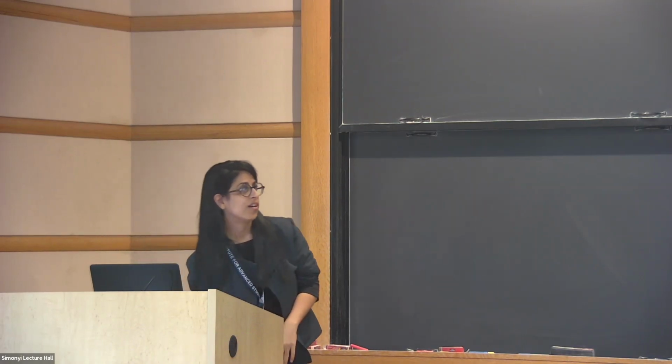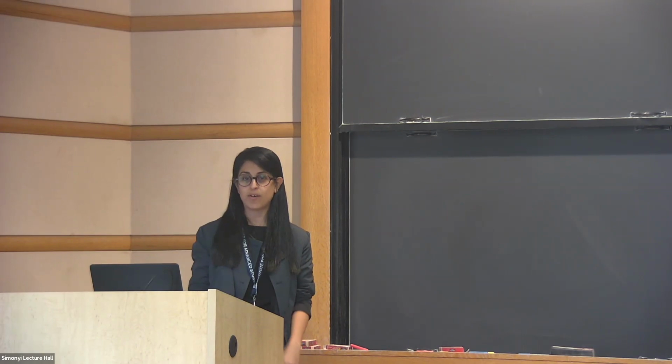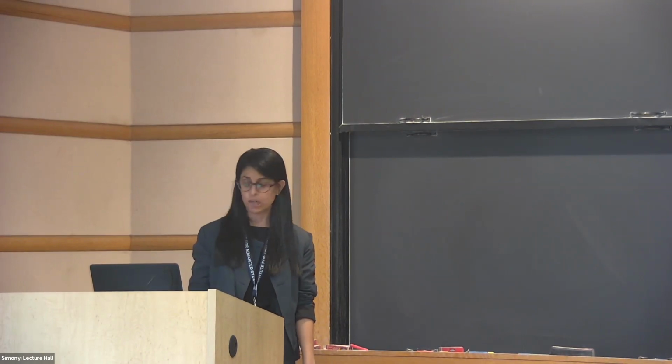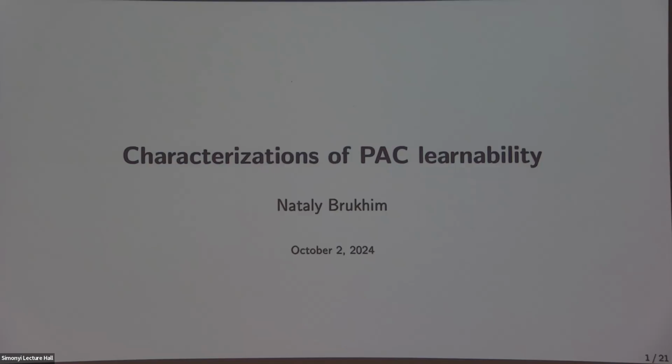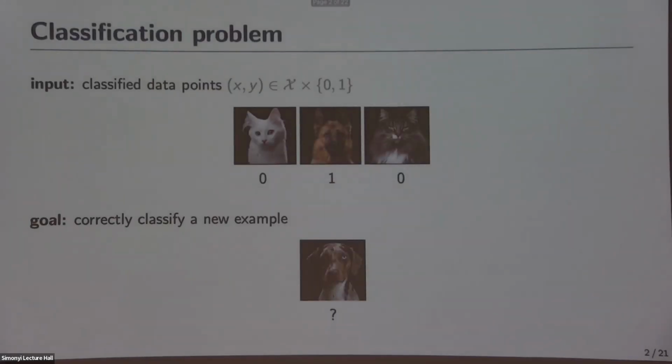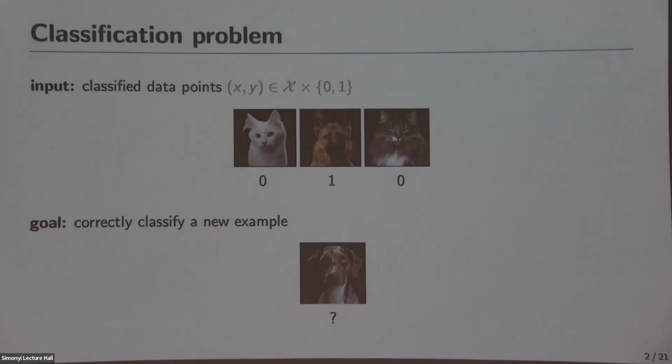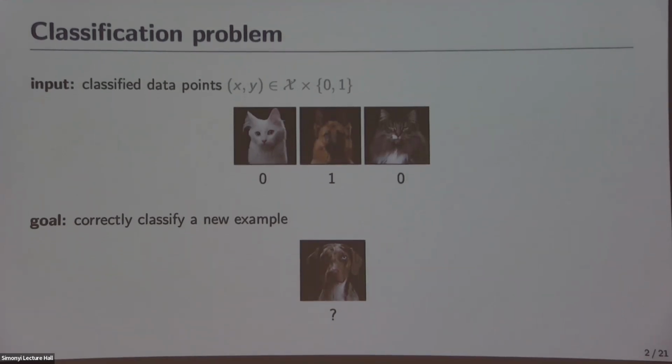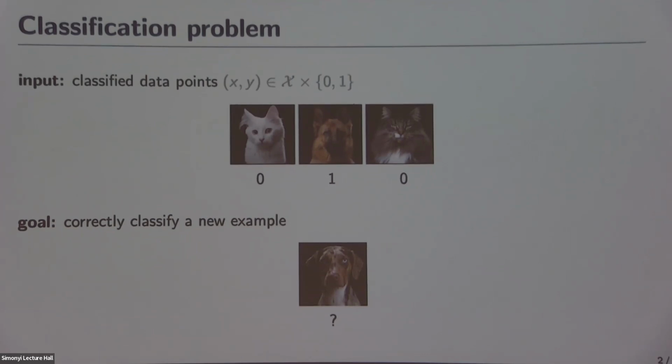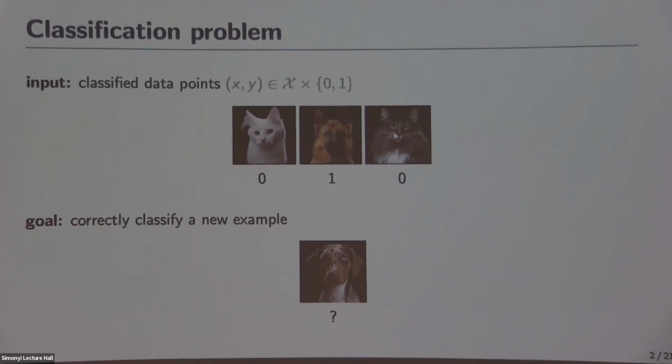So I work on theoretical machine learning, and I'll talk about a very fundamental result in learning theory and some generalizations of it. One of the most basic problems that you can think of in machine learning is that of classification. So we're given a bunch of classified data points. This is a pair of X and Y, where X could be from some set X of, let's say, all possible images of cats and dogs, and a label Y, which is 0 or 1, let's say 0 if it's a cat and 1 if it's a dog. And then we want to be able to classify correctly a new unseen example.